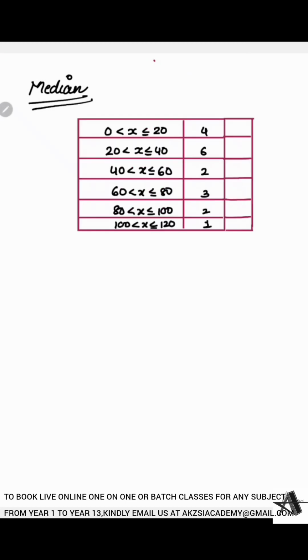I just made a little change. The table is about the same. There are a few items and their weights are between 0 and 120. We have divided them accordingly: from 0 to 20 there are 4 items, and there are 6 items that have weight between 20 and 40, and so on. The question is to find the median. To calculate the median, the first aim is to calculate the cumulative frequency.